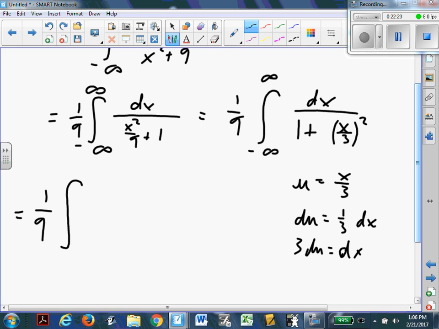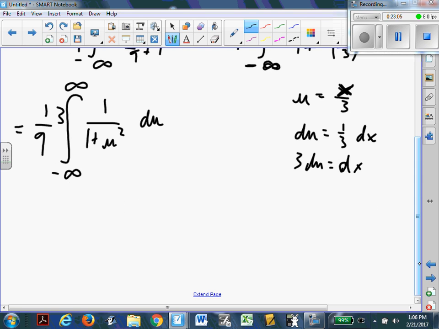dx is 3 du, and then the u is x over 3, so we get that. Now, as x goes to negative infinity, u also goes to negative infinity. And as x goes to positive infinity, u also goes to positive infinity. It doesn't always work that way. For example, if that were my u substitution, then this negative infinity would cause u to go to positive infinity. But that's not our problem, at least not now. So at this point we have to use our limits, and we need 2 of them.